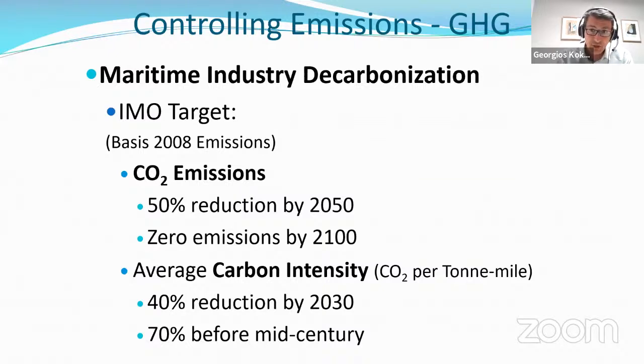So what do we do? The International Maritime Organization, a United Nations agency about safety at sea, has established a very ambitious target to decarbonize the maritime industry within this century. And the targets are a reduction of 50% up to 2050, even zero emissions, very ambitious, up to 2100, or intermediate targets: 40% reduction of carbon intensity, carbon dioxide emitted by a ton mile, up to 2030.